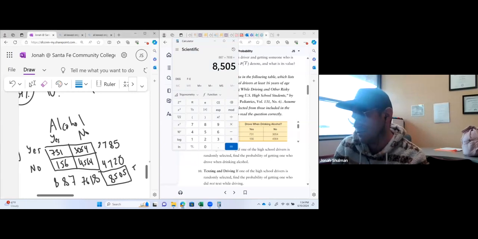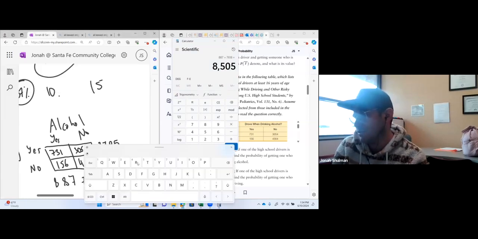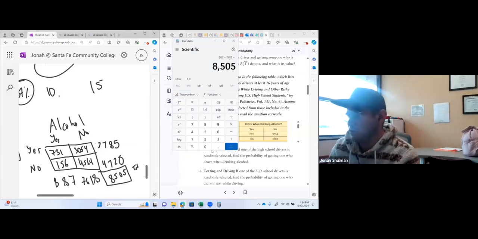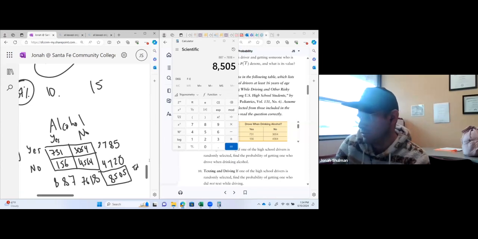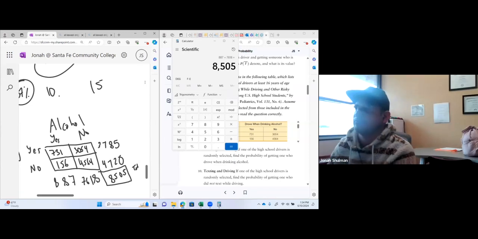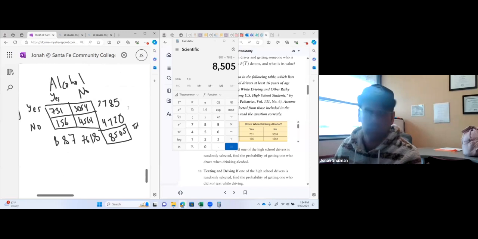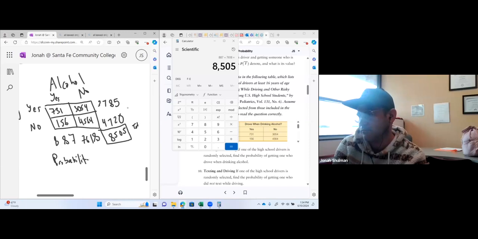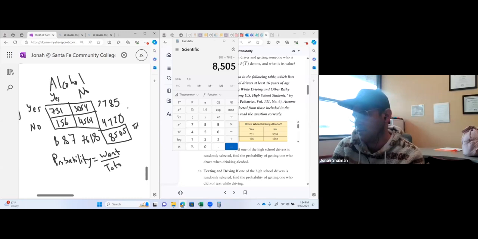So for any probability, we just need the total, right? Because the probability question is just going to be what you want over the total. So for these, all I have to use is the 8505 at the bottom for my total for whatever we want.